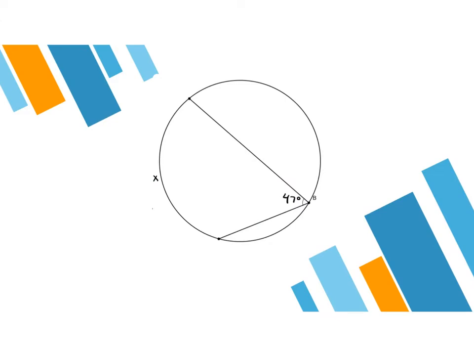So if we're doing an example, this angle is 47 degrees, and I'm looking for this arc. To go from inscribed angle to arc, I just need to double my angle measurement. If I had my arc measurement and I was trying to find my angle, I would need to divide it by 2. So 47 doubled, 40 doubled is 80, 7 doubled is 14, so x is 94 degrees.